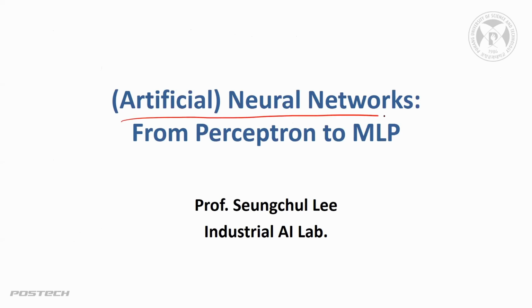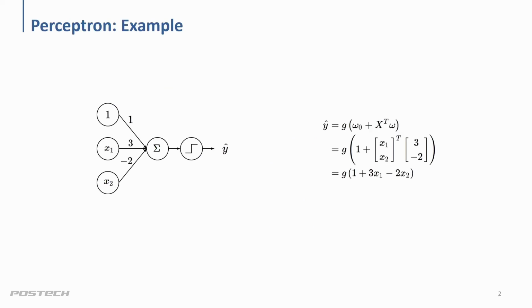The artificial neural net, as you can see in the title, is from the perceptron to multi-layer perceptron. So in my lectures, ANN is the same as multi-layer perceptron. I want to explain the artificial neural net from the perceptron, and develop the concept to multi-layer perceptron. Let's see. As you remember, I'm going to recap what the perceptron is.